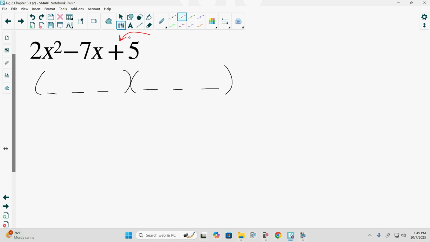Find the sign. If the third term is positive, the signs are the same and match the sign of the middle term. If the third term is negative, the signs are opposite. Here, the third term is positive. So the signs are the same, and they're going to match the sign of the middle term, which is negative. So they're both negative. So that takes care of steps 1 through 3.